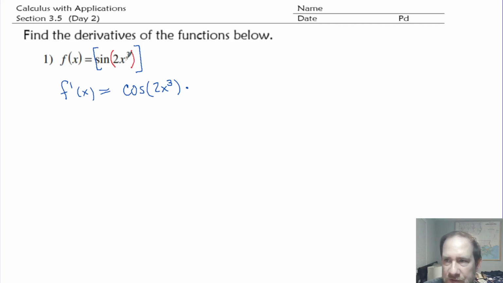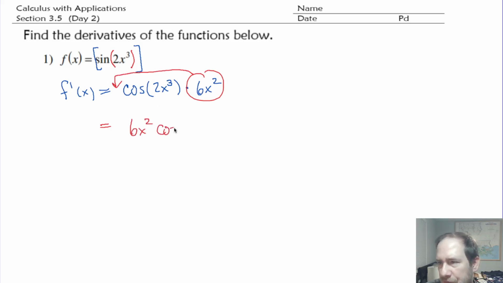2 times 3 is 6, and you take 1 away from 3 to get 2. So we get a factor of 6x squared. And I want you to clean your answers up, but there's not a heck of a lot you can do here. All you're going to do is take that factor of 6x squared and pull it in the front as a coefficient. So your final answer should be 6x squared times the cosine of 2x cubed.